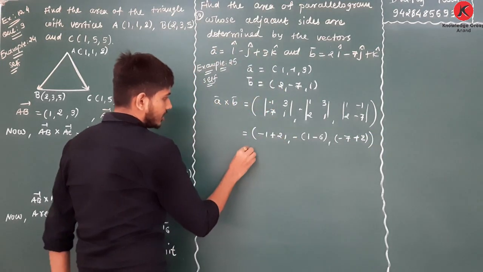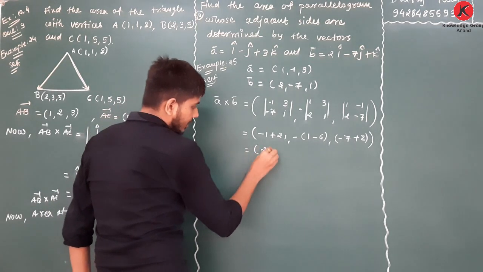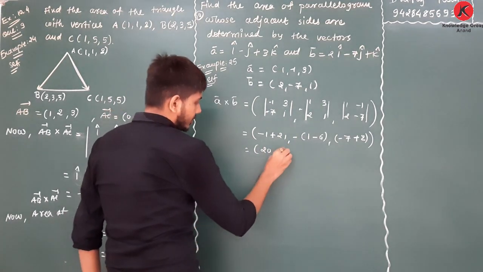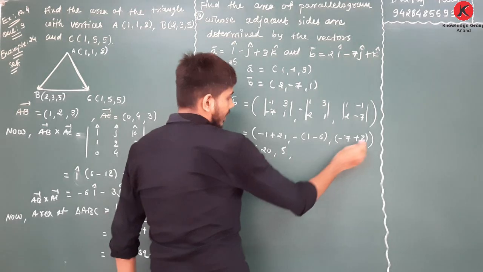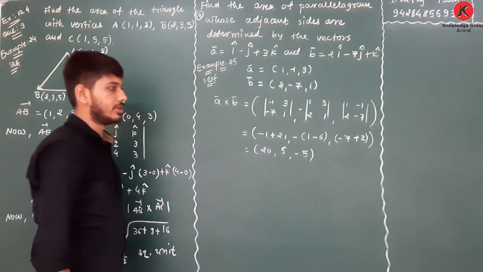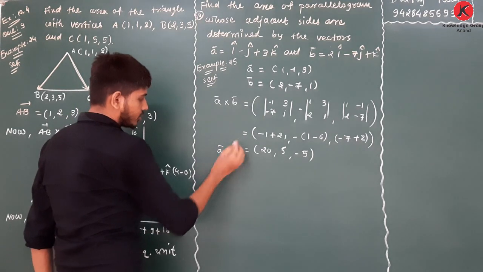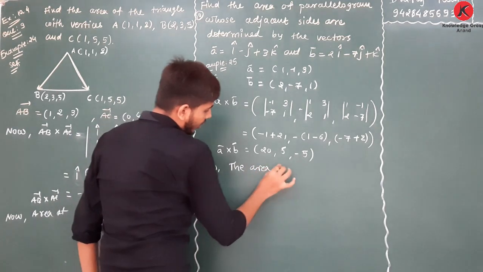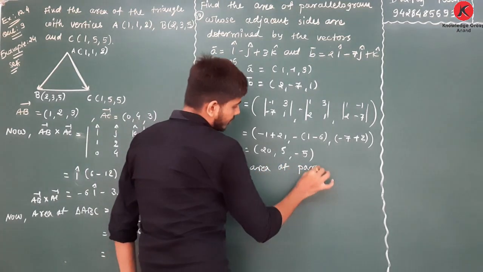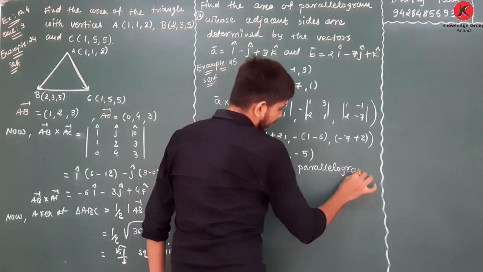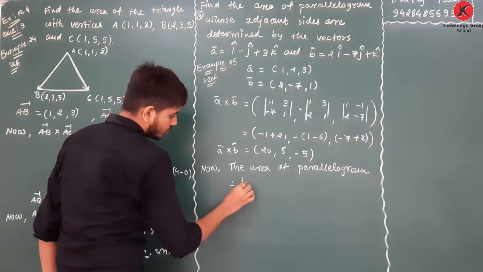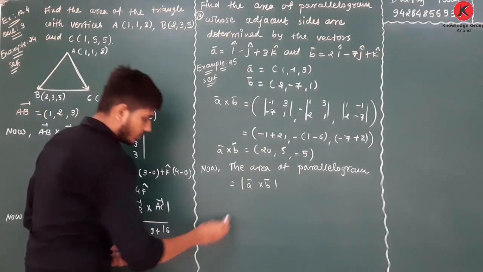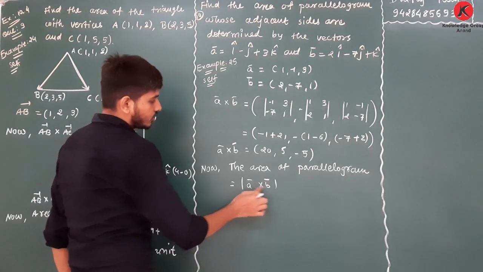Okay, now simplify this. We are getting plus 20, minus 6 plus 1 is minus 5, and since the minus symbol is there, it becomes 5, and the last one, minus 7 plus 2 is minus 5. This is our a bar cross b bar. Now the area of the parallelogram is given by the magnitude of vector a bar cross b bar.